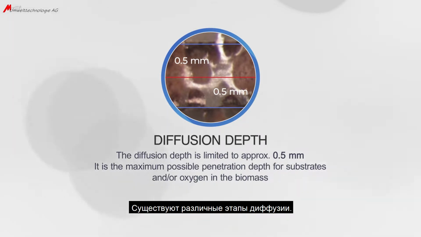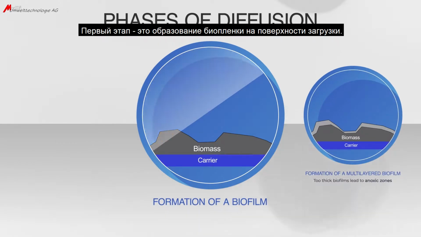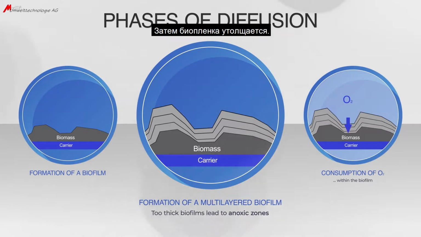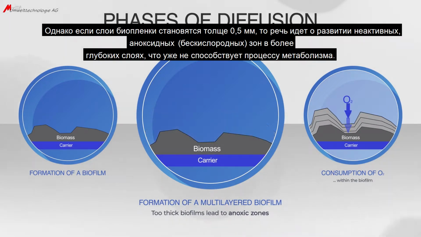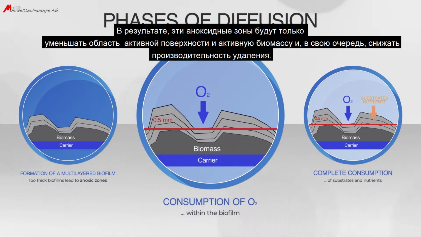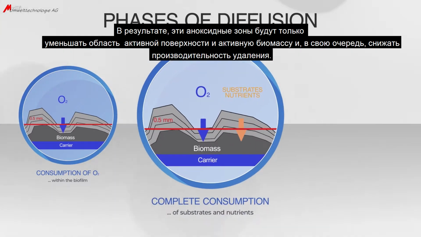There are different phases of diffusion. The first one is the formation of a biofilm on the carrier surface. Then, the biofilm is getting thicker. However, if the biofilm layers are getting thicker than 0.5 millimeters, it comes to the development of inactive anoxic zones in the deeper layers, which will not contribute to the metabolism process anymore. As a consequence, these anoxic zones will only reduce the available active surface area and active biomass and in turn will lower the removal performance.